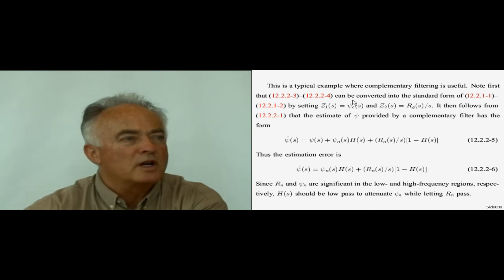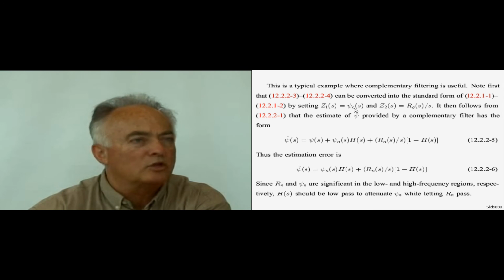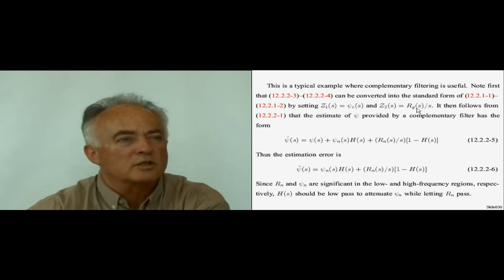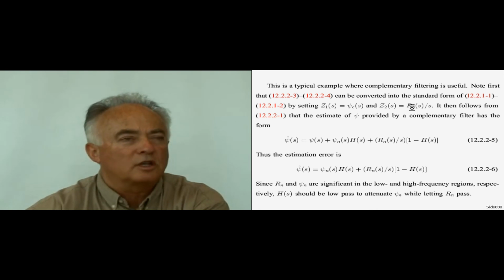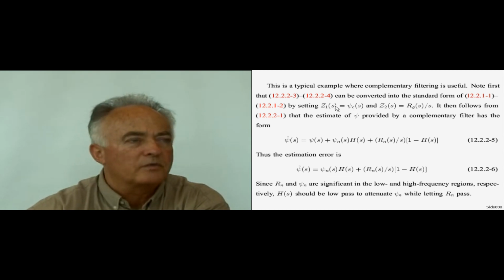We can convert those equations into the standard form by setting Z1 as psi compass and Z2 as 1 over s of the gyro observation. So we integrate the gyro's observation and use it on top of the compass observation. So the integrated heading rate is heading, and here we have directly heading. Then we can estimate the heading using a complementary filter.